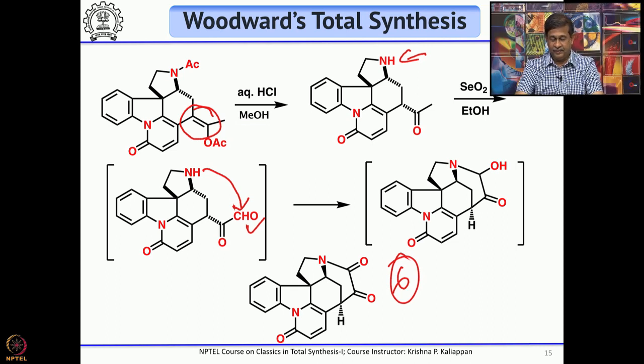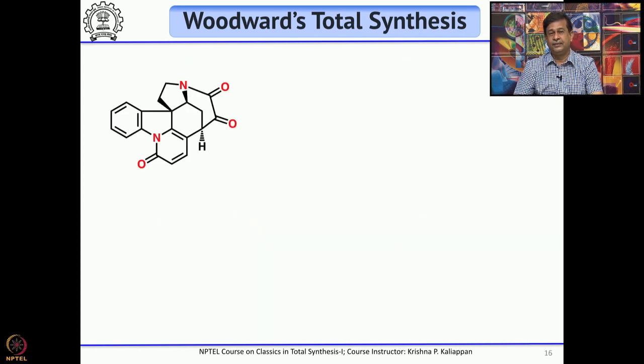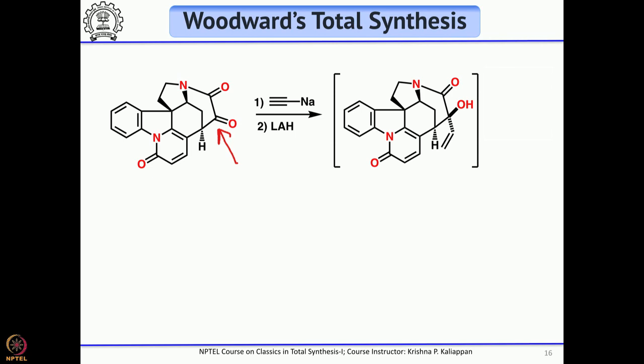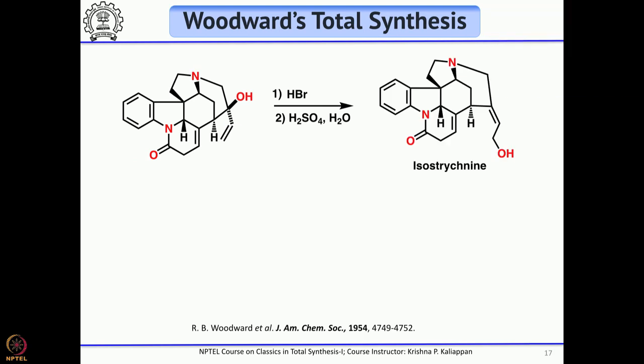So now you have lactam and ketone, so you can differentiate ketone from lactam. He added sodium acetylide, so that added to this ketone, followed by reduction of the triple bond with LAH, he got the double bond. Lithium aluminium hydride, in addition to reducing the triple bond to double bond, also reduced the lactam to the corresponding amine. This on treatment with HBr, allylic rearrangement took place and then you got isostrychnine.